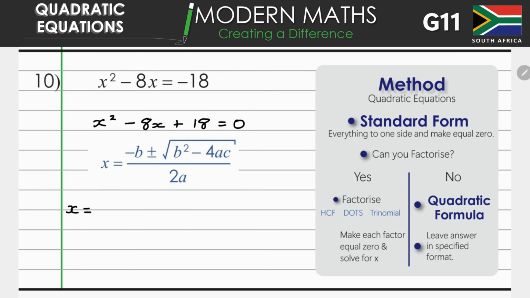Before we do that, let's see what our A, B, and C value is. Our A value is a sneaky little weasel in front there. Our B value is that negative 8 in front of x. And our C value is just that positive 18 at the end there. Alright, so let's chuck that into the formula. So negative 8 plus minus, and then we have the square root of b squared minus 4ac.